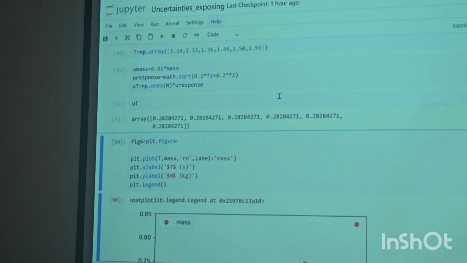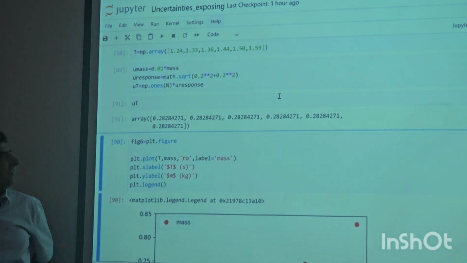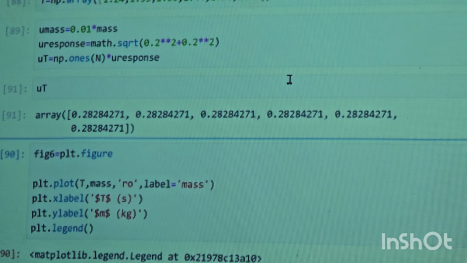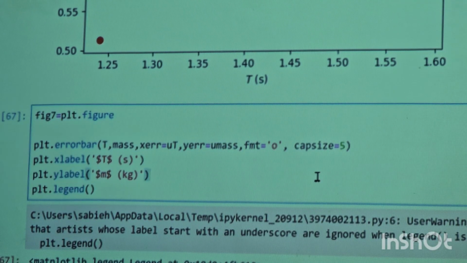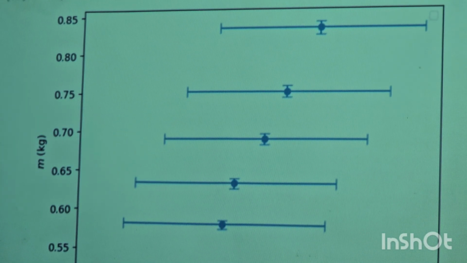So if I look at the uncertainty in the times for each value, it's about 0.28 seconds for each of these measurements. And the values of t are 1.24, 1.33. So the uncertainty in time is about 20 to 25% of the time itself. So it's a large uncertainty in time. If I plot these uncertainties with these error bars, this is the kind of graph that I get. So time, mass. Large uncertainty in time, visually.